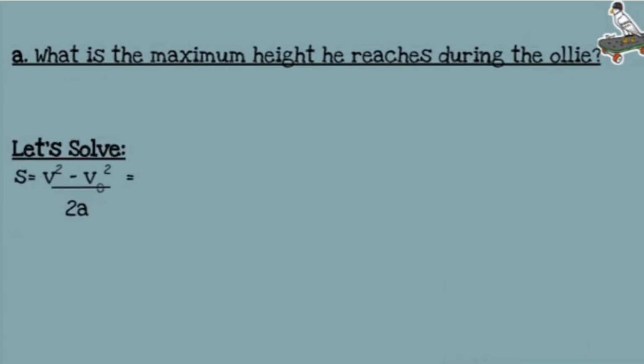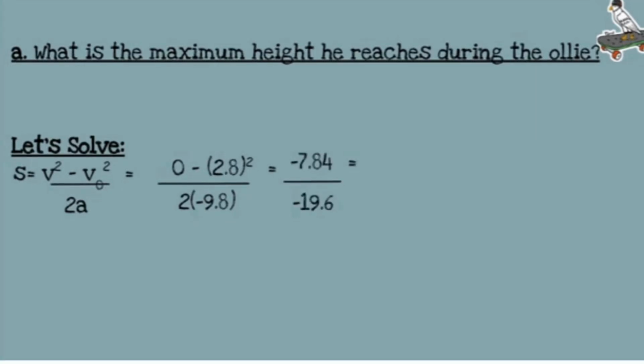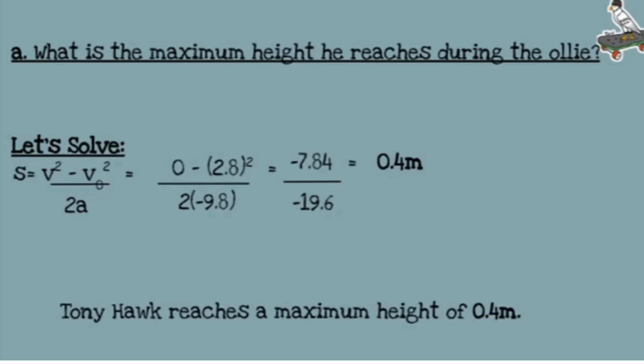Now we can solve. The first thing we do is show the equation we're solving for. Next, we input our values. We have the value of v, which is 0, and the value of V subscript 0, which is 2.8, our initial velocity. And we input a, which is negative 9.8. Now we solve. We get negative 7.84 on top and negative 19.6 on bottom. We divide that out and we get 0.4 meters as our final answer. So Tony Hawk reaches a maximum height of 0.4 meters.